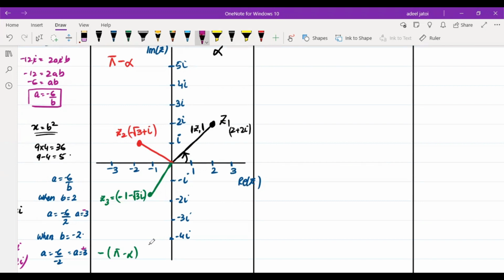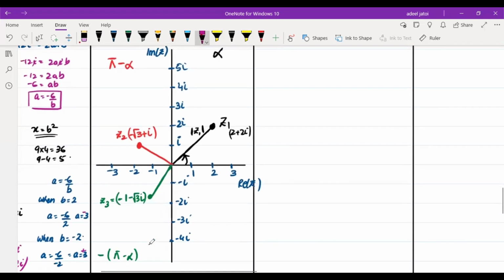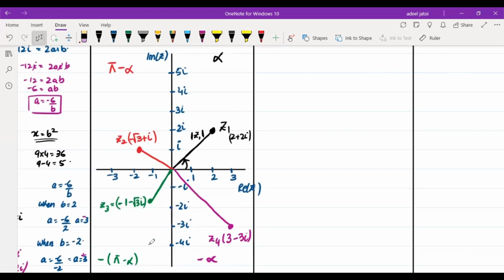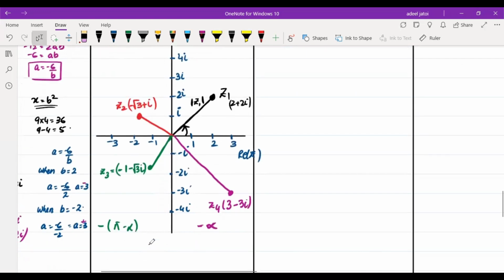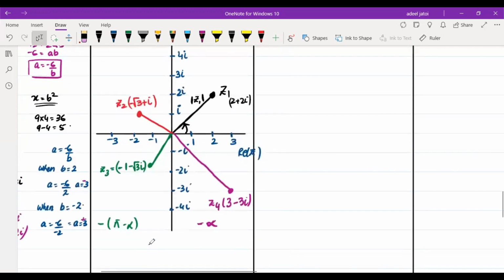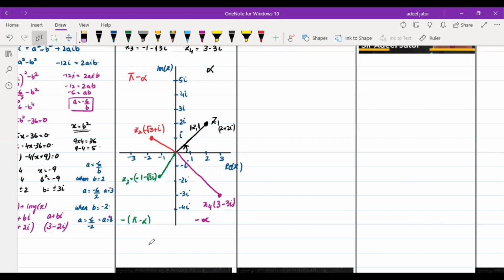Then we have Z4. Z4 is 3 minus 3 iota, which is here. So if we just draw the line till the point, this represents Z4, which is 3 minus 3 iota. And here the angle will be negative alpha. Now, this is your normal Argand diagram with the real value of Z and imaginary value of Z. So these are your straight lines covering up the Argand diagram.